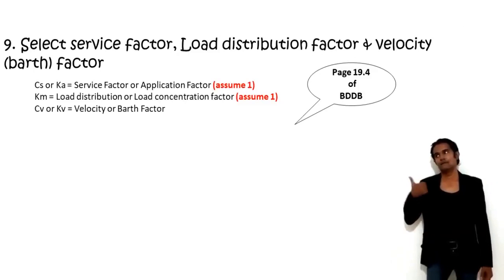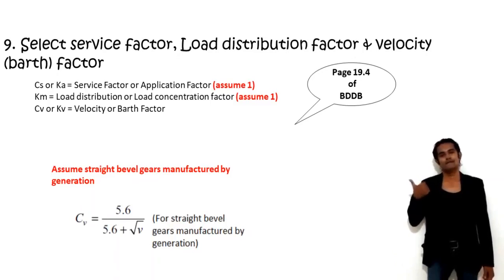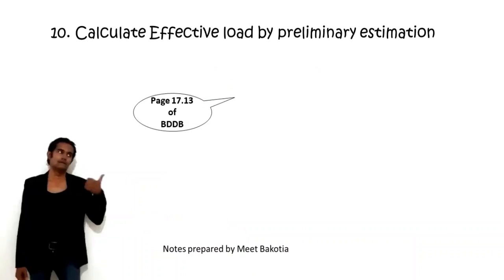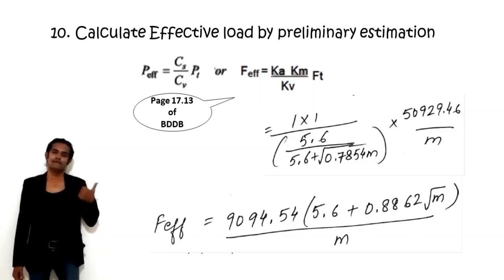Next, I'm going to assume service factor and load distribution factor as 1 because they are not given in the numerical. And for velocity or Barth factor, I'm going to assume that straight bevel gears are manufactured by generation. So for straight bevel gears manufactured by generation, it is 5.6 upon 5.6 plus under root V. For effective load by preliminary estimation, if I put the values of CS, CV, PT, I'm going to get effective load as 9094.54 into 5.6 plus 0.8862 under root module upon module.